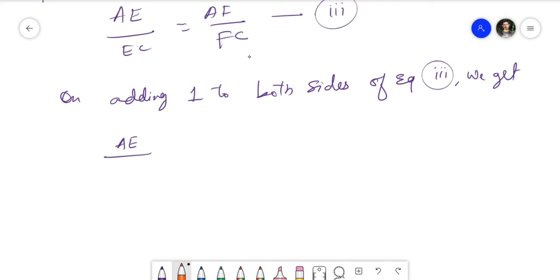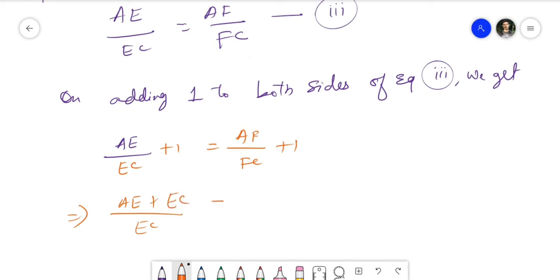Okay, let me change the pen. EC, we'll just write 1, and AF by FC plus 1. And if you see this one, we have to take LCM. So EC divided by EC, you will get 1. So 1 into this one, AE, and 1 to this one, same only. I hope you understood this.